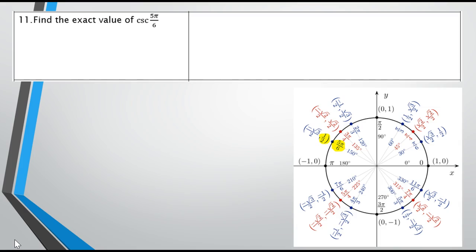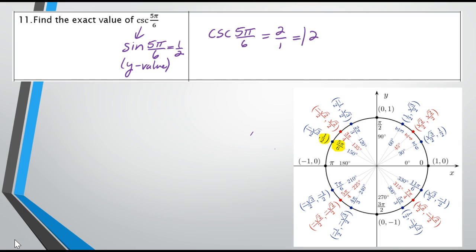So let me write some of these things down. Cosecant and sine are reciprocals. So I'm going to figure out what the sine of 5 pi over 6 is, and remember that that's always your y value. The y value was 1/2. So if I want to know what the cosecant of 5 pi over 6 is, I would take 1/2 and flip it upside down. So my final answer would just be 2.